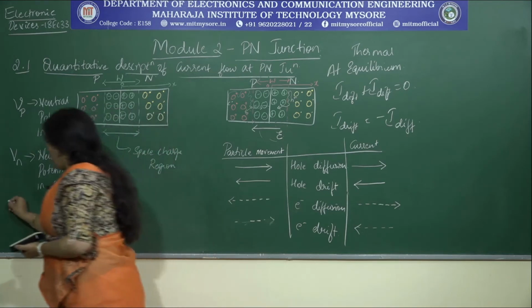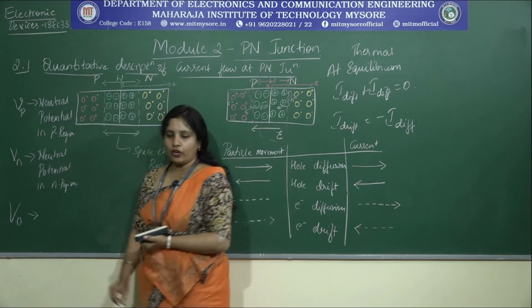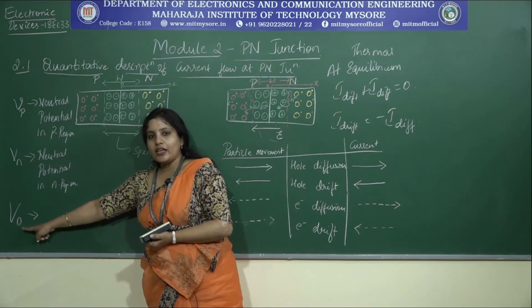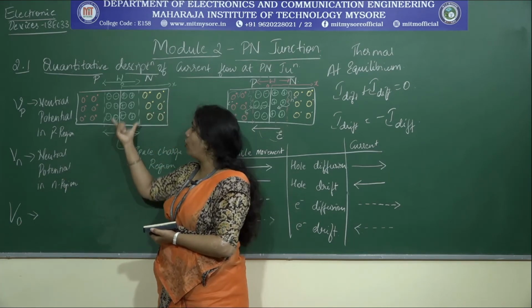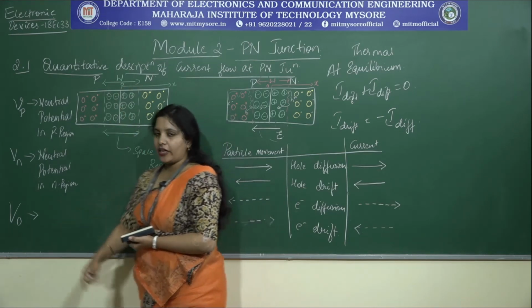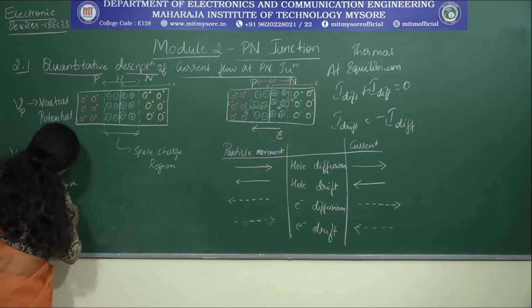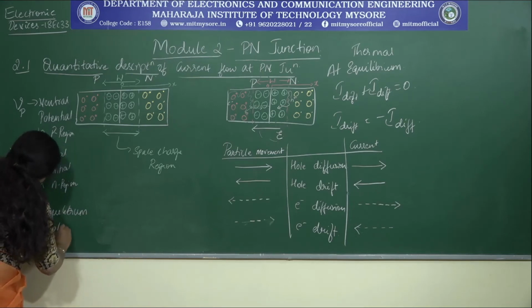Done. Now, there is another potential which I will represent as V naught. What does this V naught indicate? It is the equilibrium potential difference that is found across the width W. So, what does V naught indicate? It is the equilibrium potential difference.